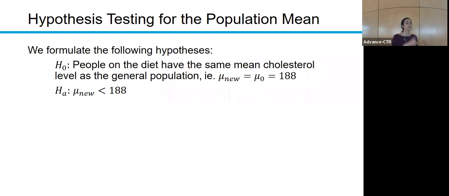So in this case, step 1 of the critical value method was to specify your null and alternative hypotheses. The null is that the people on the diet are going to have the same cholesterol level as the general population, so the null value is equal to 188. And in this case, we're going to be conducting a one-sided hypothesis test because we're interested in whether or not the new diet helps lower cholesterol levels. So our alternative is: are the new diet cholesterol levels lower than 188?